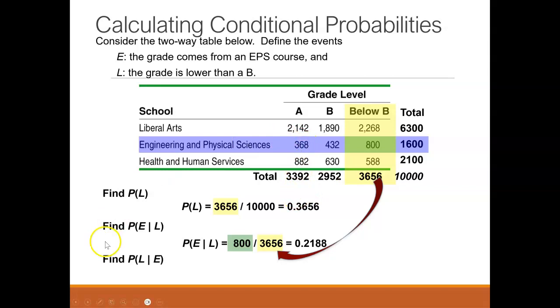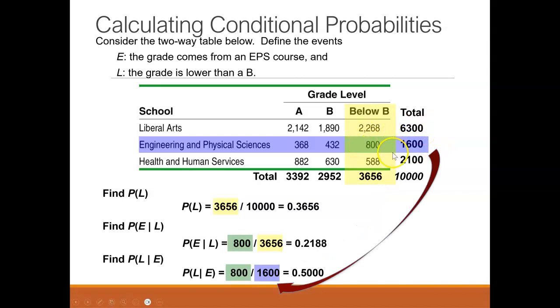What if we flip it? Lower than a B given EPS scores. Divide by 6. Yeah, good. So far, so good? Where are we at here?